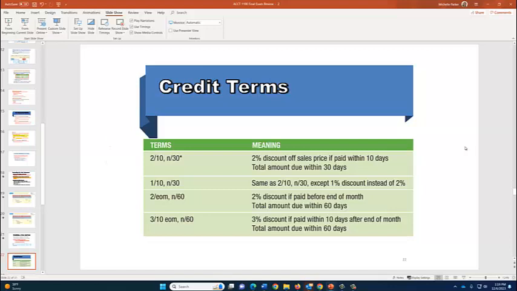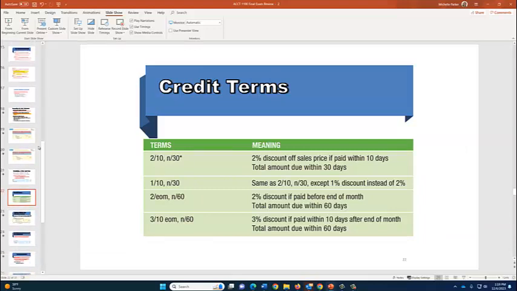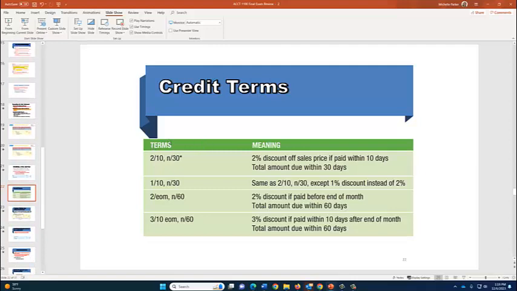In Chapter 10, we learned about credit terms. On every invoice we receive or invoices that we send out, there is a section for credit terms, so you'll need to review your credit terms and make sure you remember how to read those. 2/10 net 30 means the buyer will receive a 2% discount off the sales price if the bill is paid within 10 days. The total amount is due within 30 days if not paid within the 10 days.